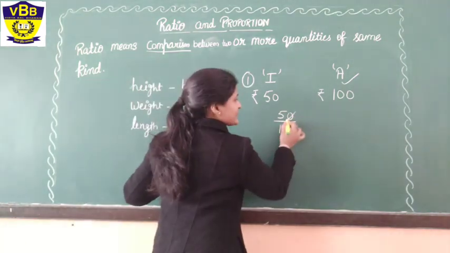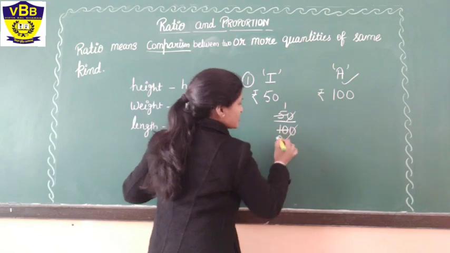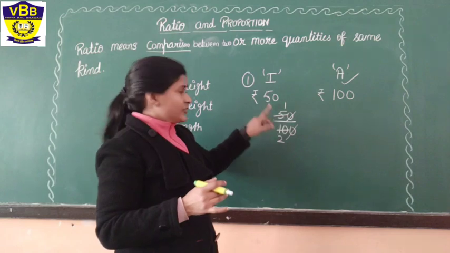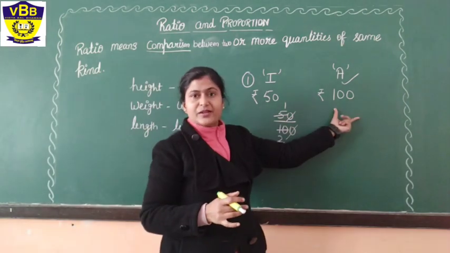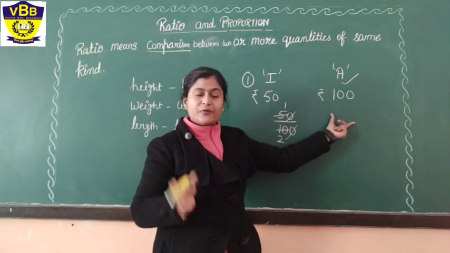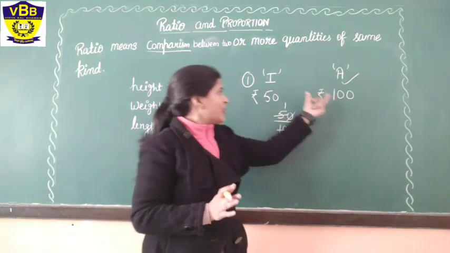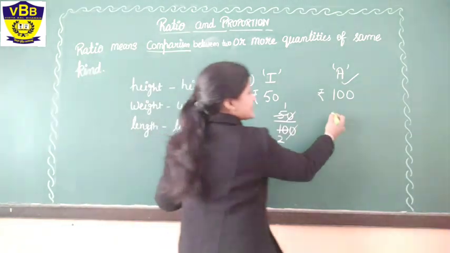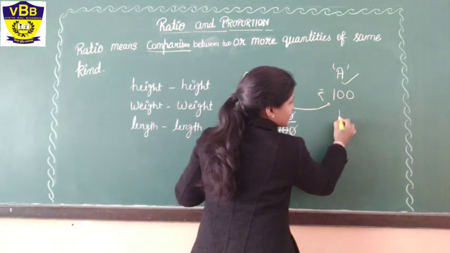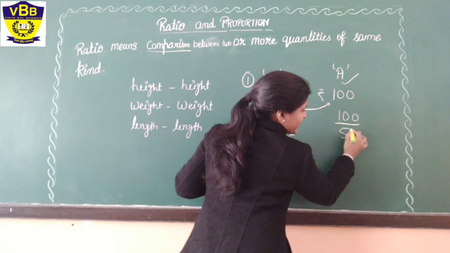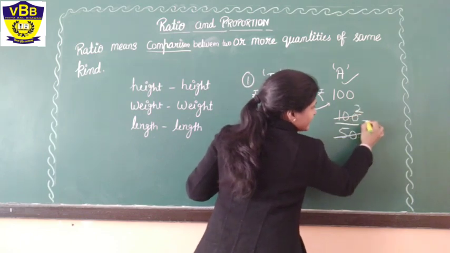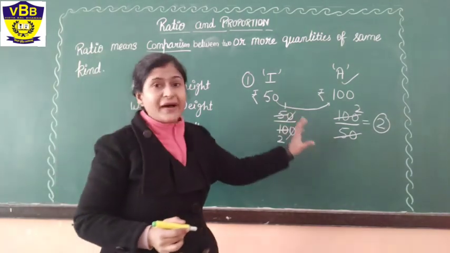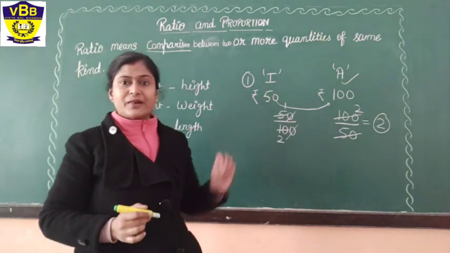5 ones are 5, 5 twos are 10. So we can say I has half of the amount of A. Whatever amount A has, I has half of that amount, or you can say A has double of it. 100 divided by 50 is 2, which means double of that amount. Okay beta, that is your comparison. We are doing the comparison part.